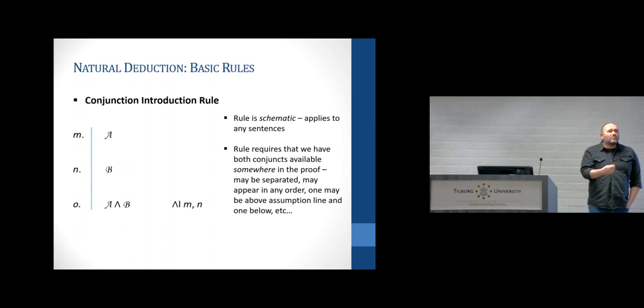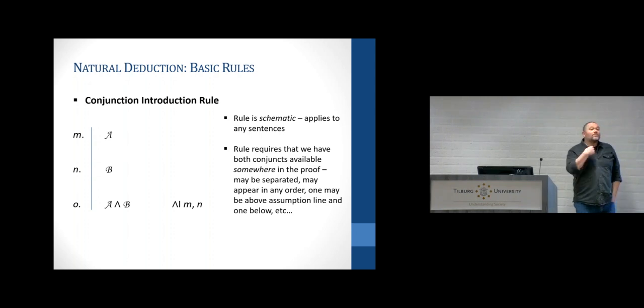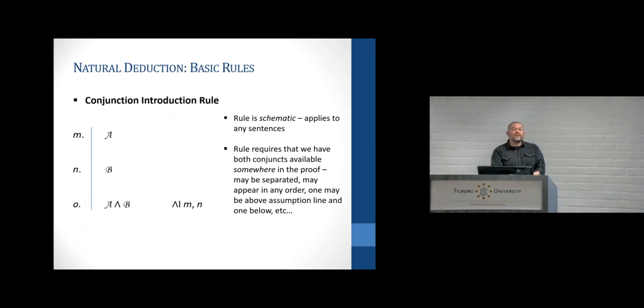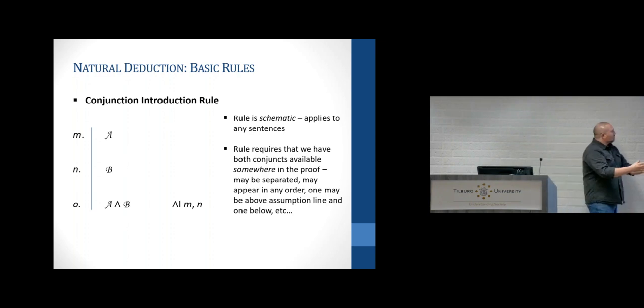Note also that A and B here are in my swash font. So A and B could be simple, they could be atoms, or they could be really, really complex sentences on their own. Doesn't matter. What matters is that if you have a sentence and you've got another sentence, then you can form their conjunction. So conjunction introduction literally tells us if you have 2 sentences on your proof line, cool, then you can introduce a conjunction with those 2.